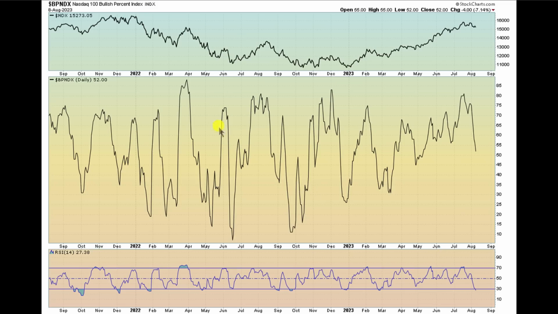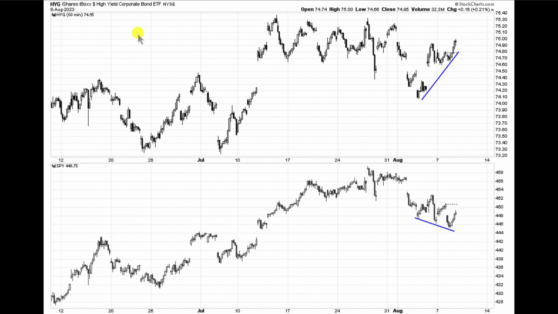No surprise there. This is a tech sector. The NASDAQ 100 is more tech focused, and it's a bullish percent index for the NASDAQ, and that is moving into the oversold condition as well. And then I want to follow on this chart here. This is known as smart money, right? HYG, the high yield or bond market, is considered smart money, where the equity markets are considered the dumb money. I don't know why, but that's what I've heard.